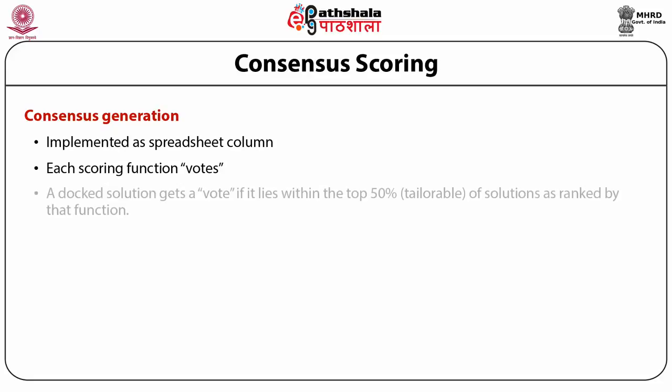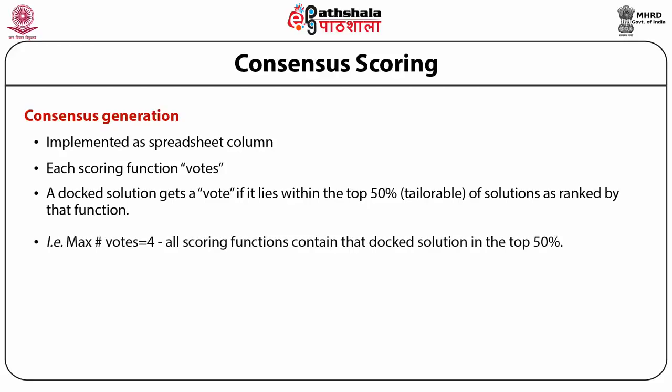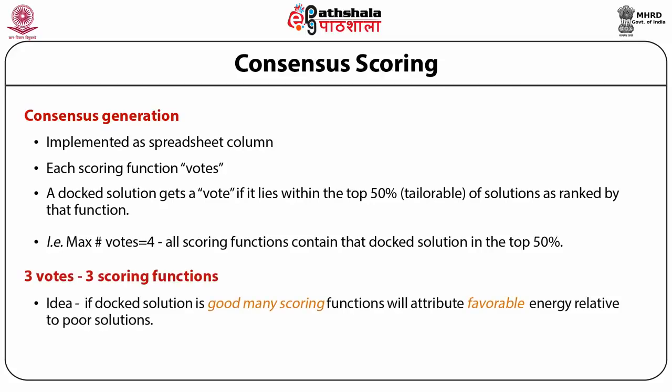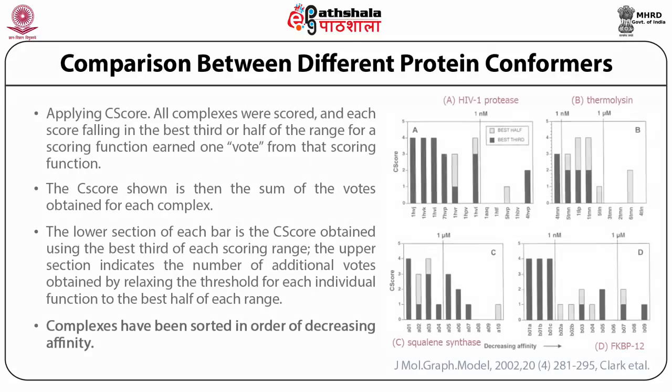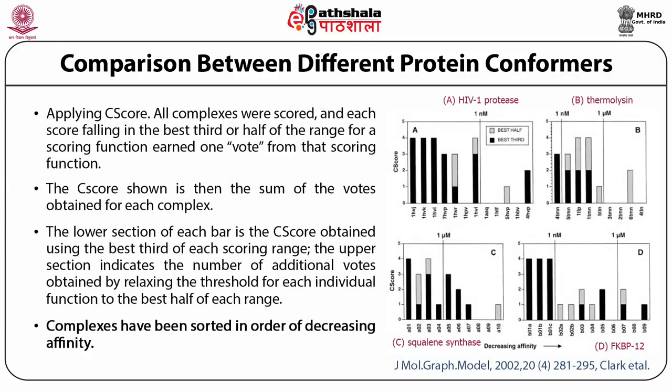So, the obvious reason: votes would be given if the compound lies within the top 50%, then the votes will be preferable. Sometimes we give the maximum votes as 4 if all scoring functions contain that particular solution in the top 50%, 3 votes if 3 scoring functions do. This is one way of doing this measure, and a good many scoring functions should appropriately select the best favorable energy, obviously. However, the energy differences might change in different ways, depending on what type of scoring function we are using. Here we are discussing if we use the same scoring function or C-score, which we said is consensus scoring, not a function, but votes, and rank compounds which bind to different proteins.